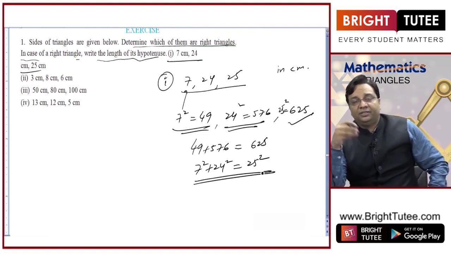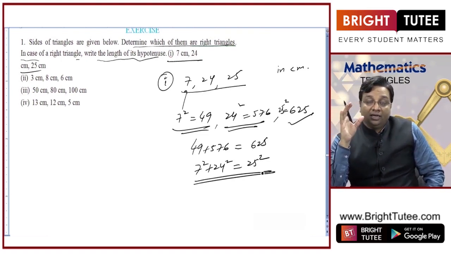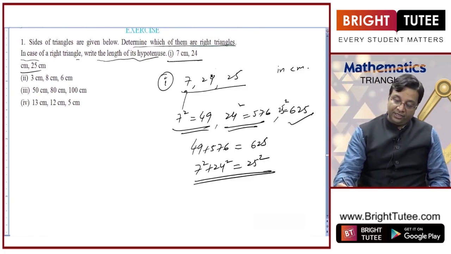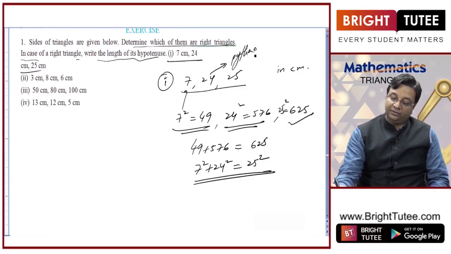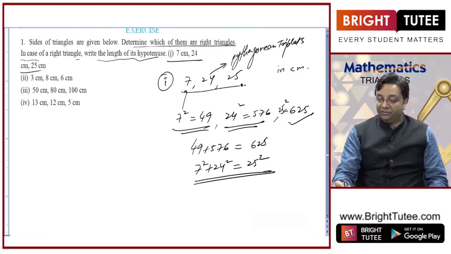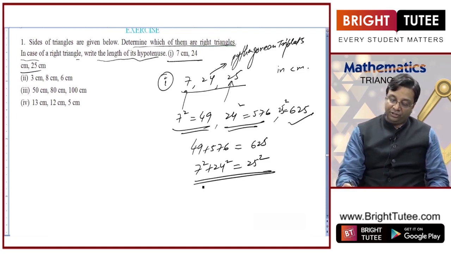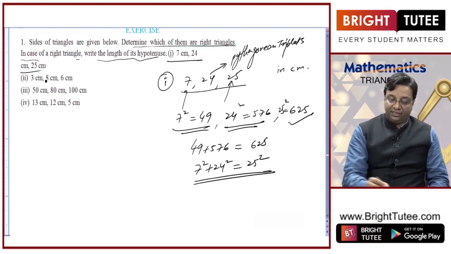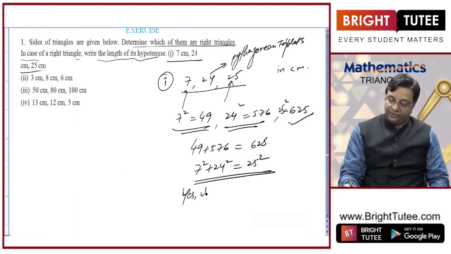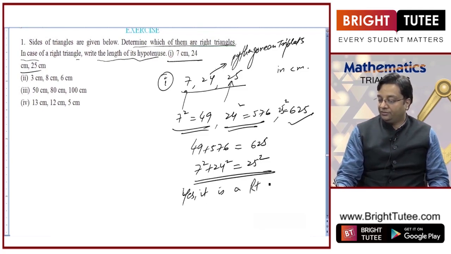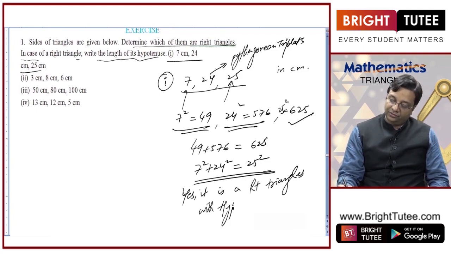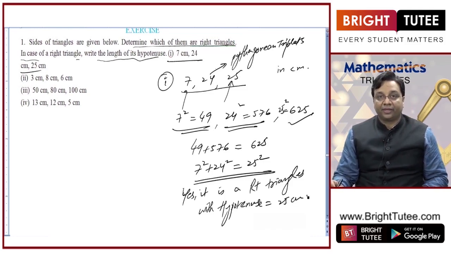That means 7, 24 and 25 are the numbers that satisfy Pythagoras theorem. So, they are known as Pythagorean triplets. These are Pythagorean triplets, and the biggest side here is 25. So, it is the hypotenuse. So, yes, it is a right triangle with hypotenuse equal to 25 centimeter. Okay.